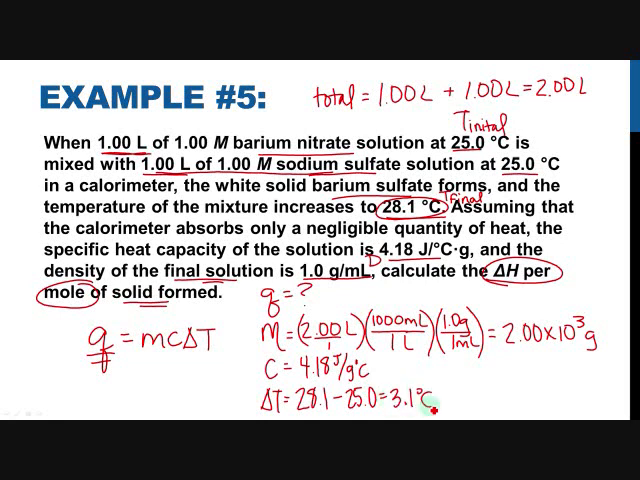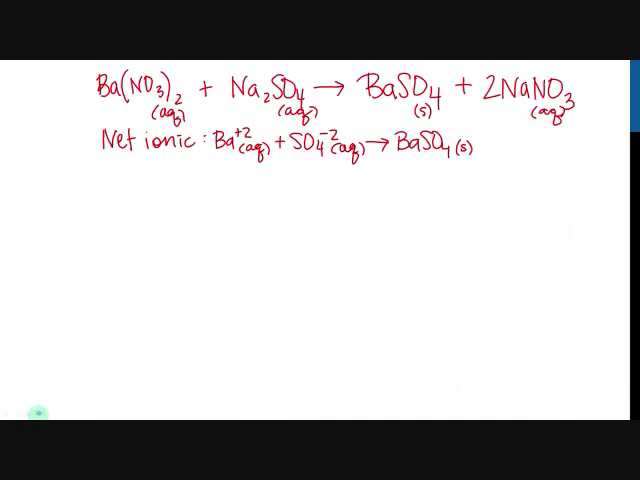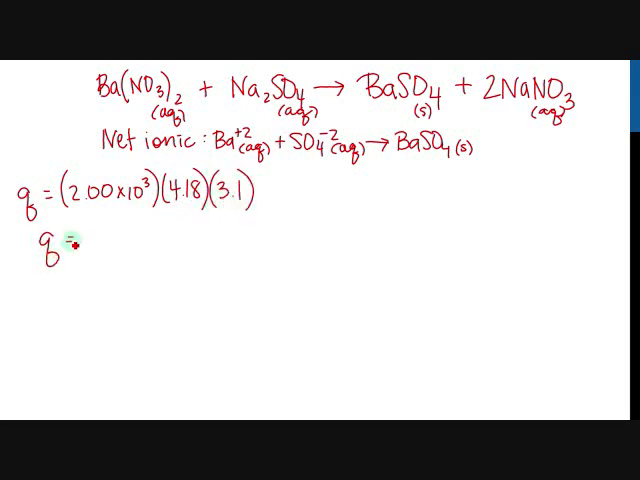Okay, so I'm going to plug the mass, the C, and the change in temperature into the mcΔT equation and solve for Q now. Okay, I'm going to switch back over here. So Q is equal to 2,000 times 4.18 times 3.1. So when I solve for that, I got 25,916, and that is in joules.